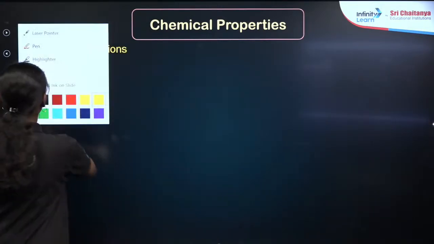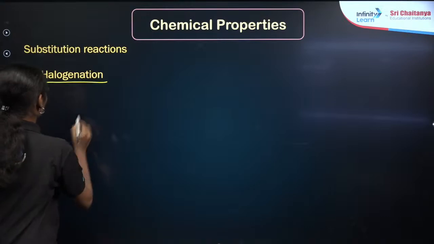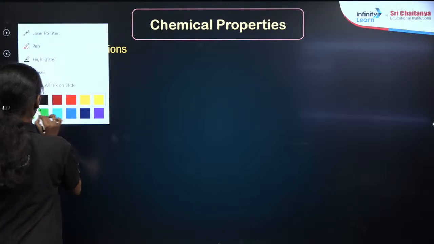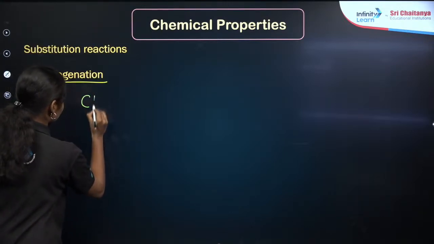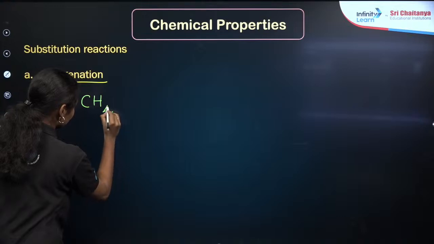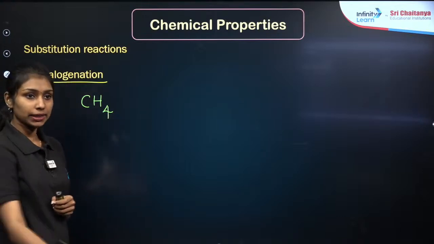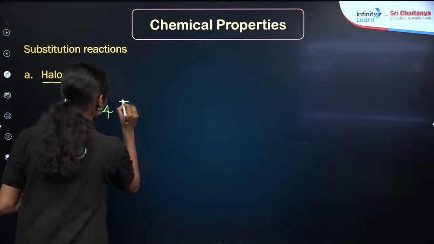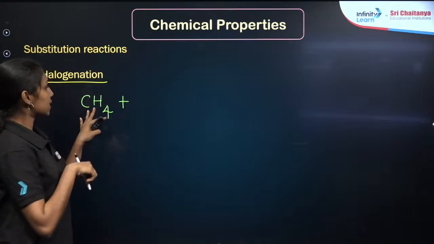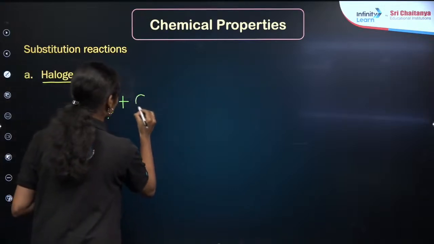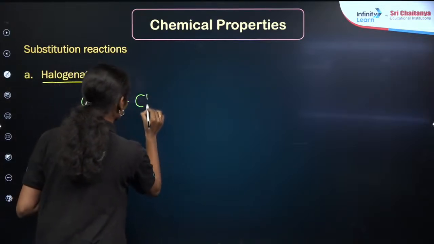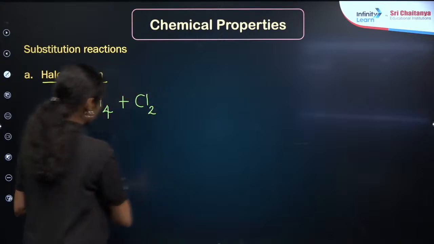So, here I am taking the simplest alkane, CH4, known as methane. What will be our reagent? A halogen. I am taking chlorine here, and I will be starting with the chlorination.